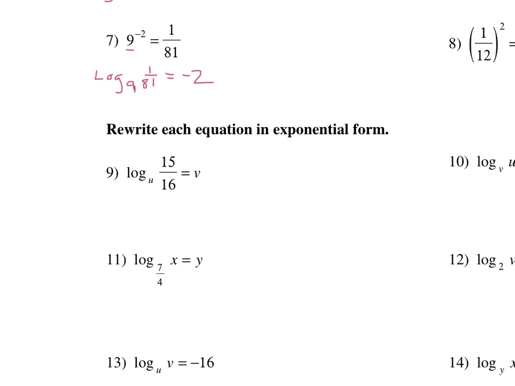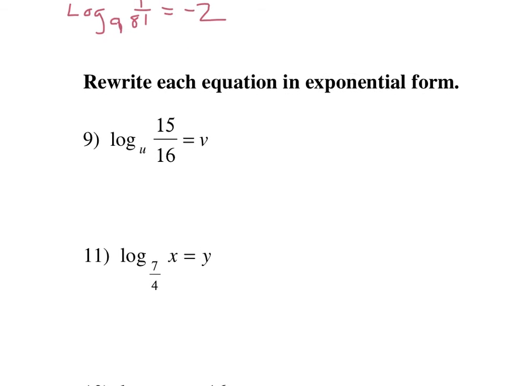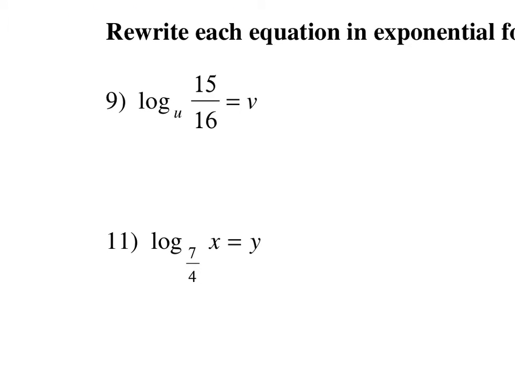Okay, next we're rewriting the equation into exponential form again, but this one doesn't give us numbers, it gives us variables, but we're going to do the same thing. So we take the base out of the basement. Our exponent comes from the other side of the equal sign, and then that's equal to the answer, which is 15 over 16.